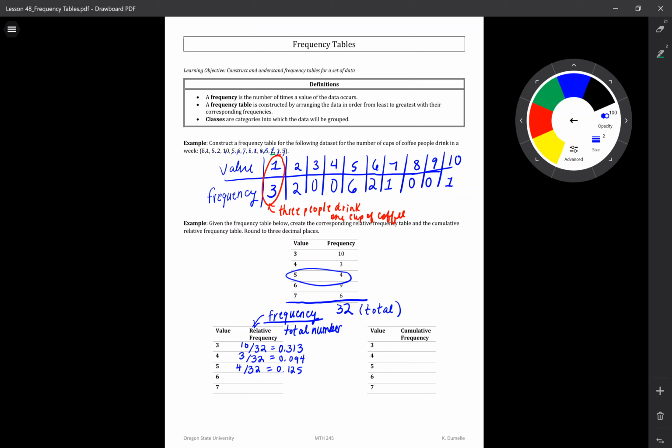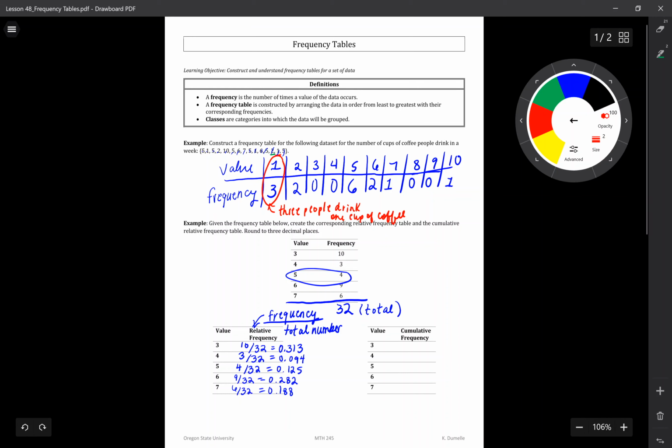For 6, my frequency is 9. I divide it by the total. 9 divided by 32 is equal to 0.282. And finally, my frequency for 7 is 6. I divide that by 32. This is equal to 0.188.